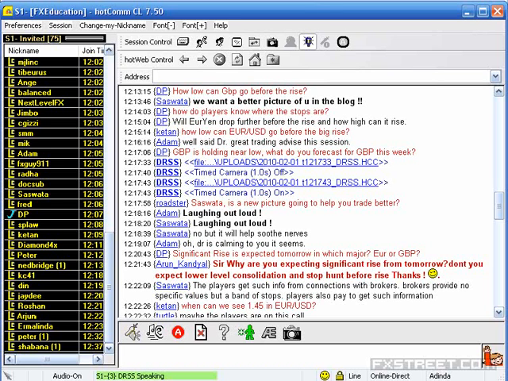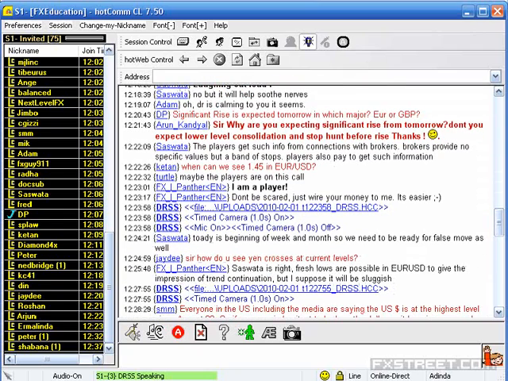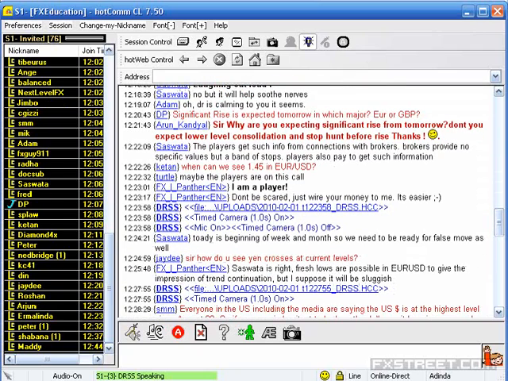Significant rise is expected tomorrow in which major? See, there are only four majors and you will come across the rise in the case of Euro and GBP. There will be variations with regard to the quantum of rise in Euro and GBP as a continuation of contrarian move, but both are expected to make the gain. Why are you expecting significant rise from tomorrow? Okay, my algorithm says significant rise, that's all. I don't have any other reason for it.